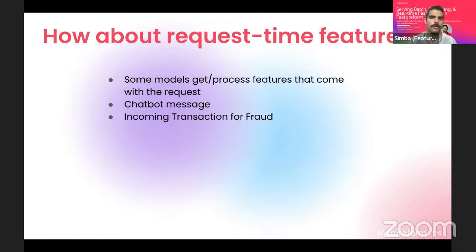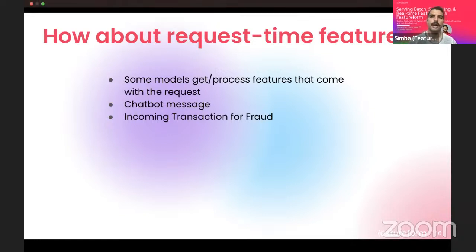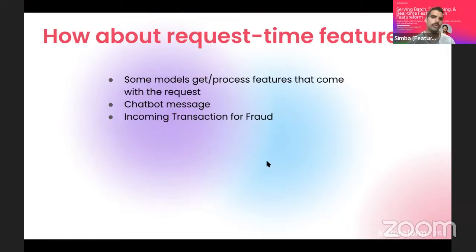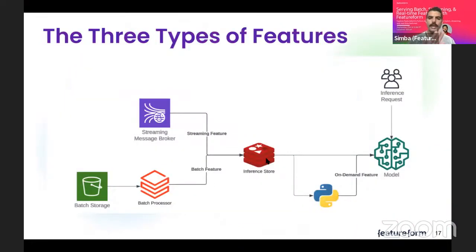An incoming transaction for fraud, same thing. A computer vision model that predicts if a picture has a bird in it: you can't pre-process a black and white version of an image you don't have yet. So there are a set of features that have to be processed at the time of their request. Request time features, sometimes called on-demand features. And those actually would have to happen after the inference store.